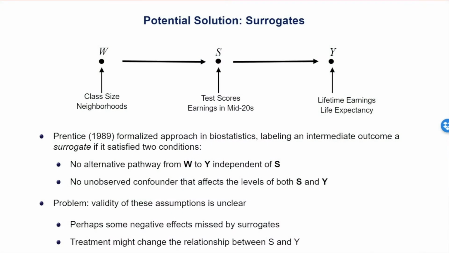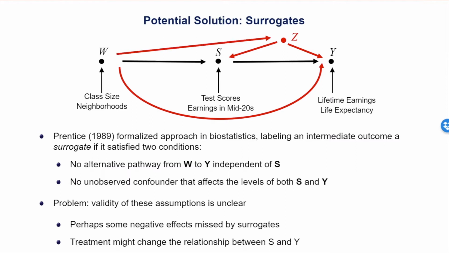Prentice in 1989 formalized this approach in biostatistics and called this a surrogate if two conditions were met. The first condition is that there's no effect of W on Y, of the treatment on the long-term outcome, that doesn't go through the surrogates. And the second condition is that there's no unobserved confounder that affects the levels of both S and Y that's also affected by the treatment. So that would say that the treatment doesn't change the relationship between the surrogates and the final outcome.